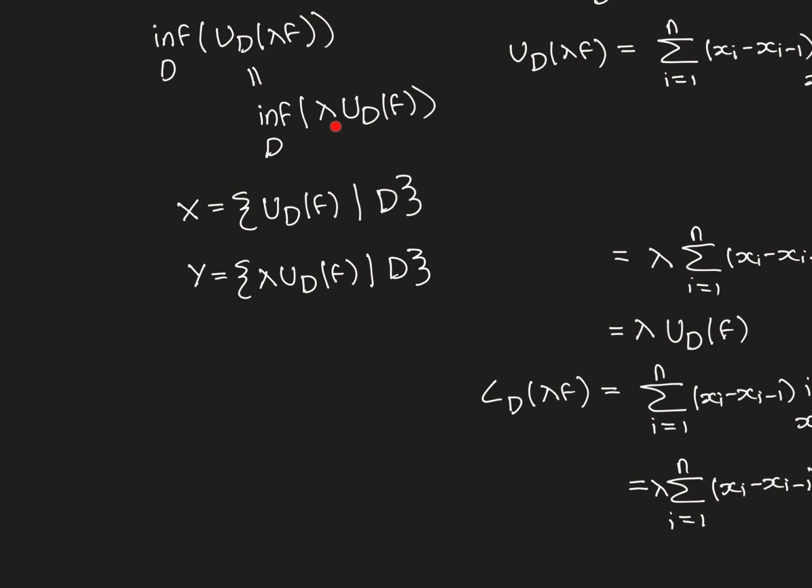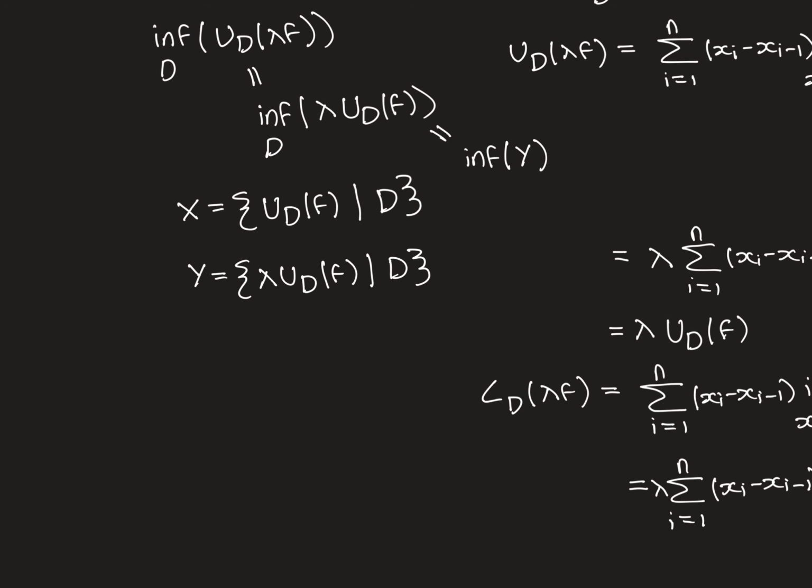We're going over all dissections and we're trying to find the infimum of this great big set. So this is effectively the infimum of y. That's the infimum of this thing that I've written down as y. In fact, I can drop that over all dissections now. It's the infimum of that set y. And that value is going to be the same as the infimum over all dissections of the upper Riemann sums for my function lambda of f.